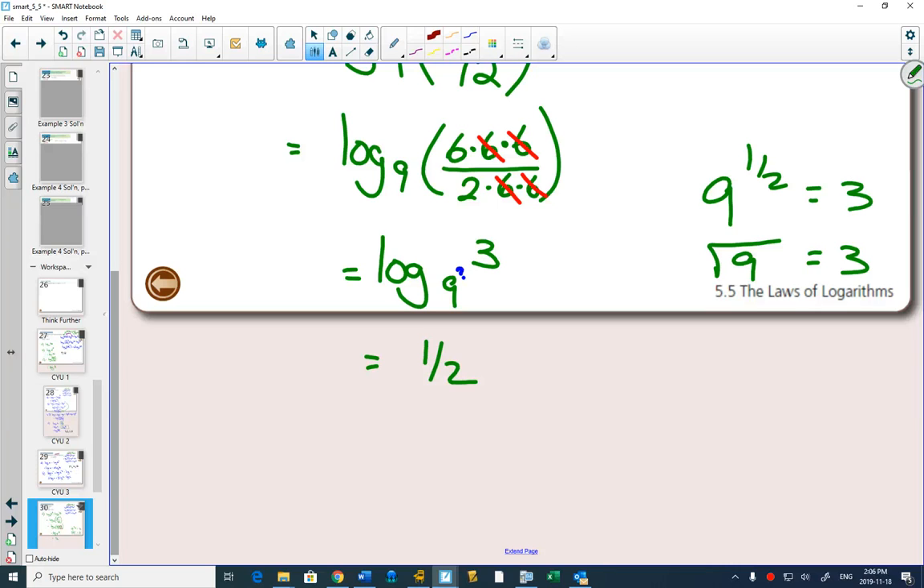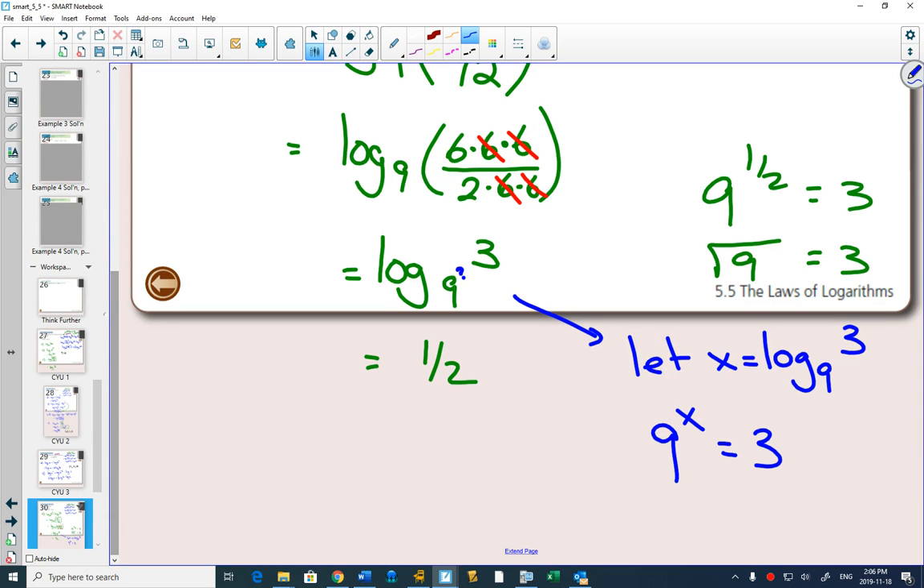Some of you are going to say, yeah, I wouldn't have seen that, Mr. JR. That's not me. Okay? So if you don't see that, well, how did we solve these before? We said let x equal log 9 of 3. Change it. The base is 9. Exponent is x equals 3.